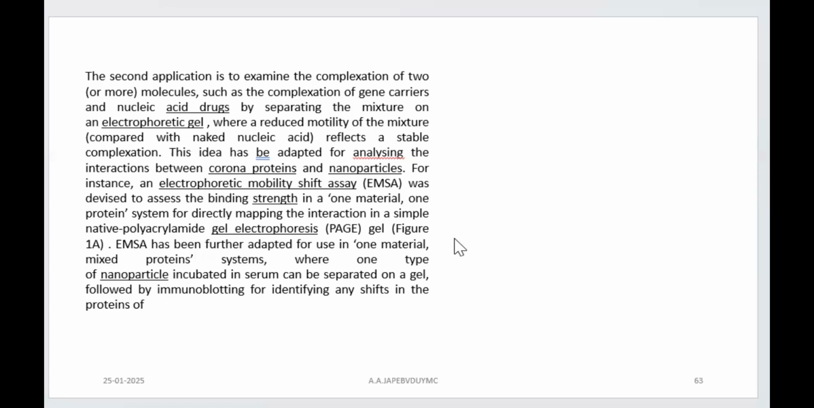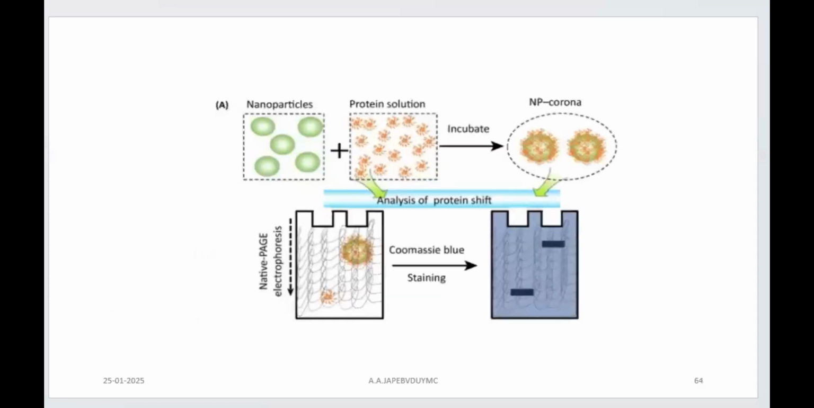And for that you are going to use EMSA, that is electrophoretic mobility shift assay. That means the electrophoretic mobility of the protein will get altered when it is complexing with some other molecule. So here is an example. Here are the nanoparticles which are going to carry the drug molecule, right? And these are the protein solutions.